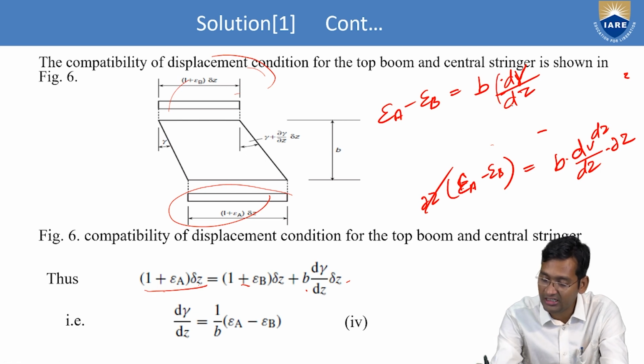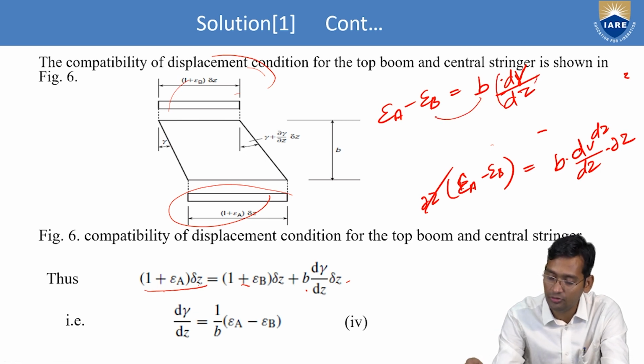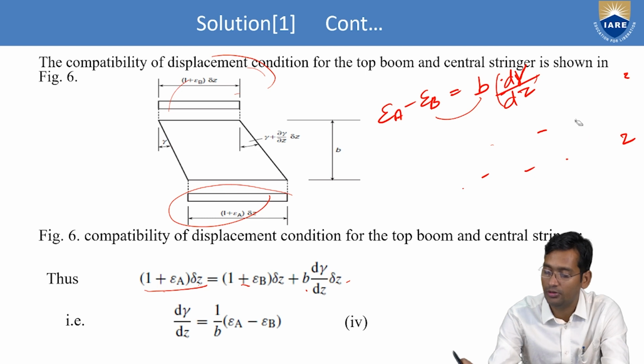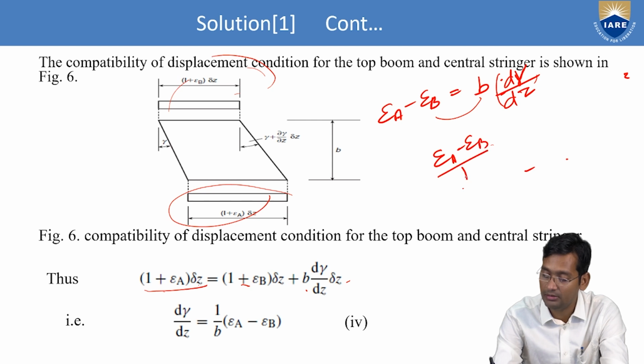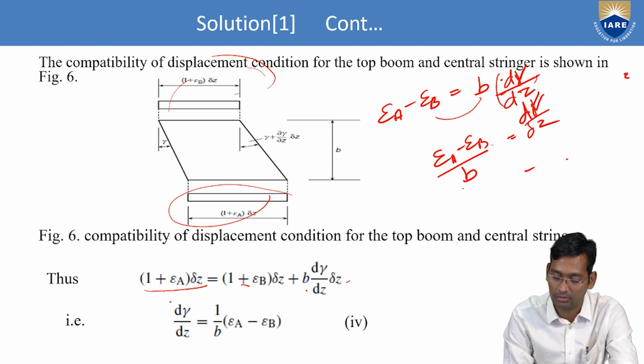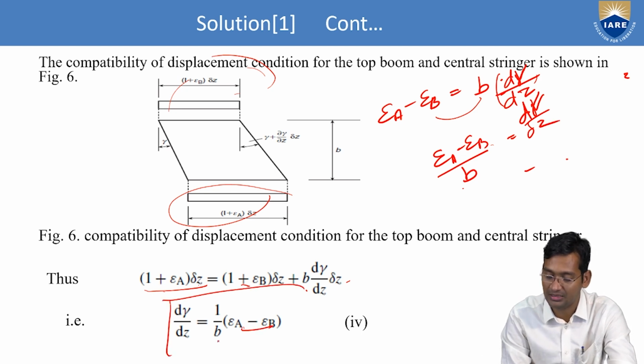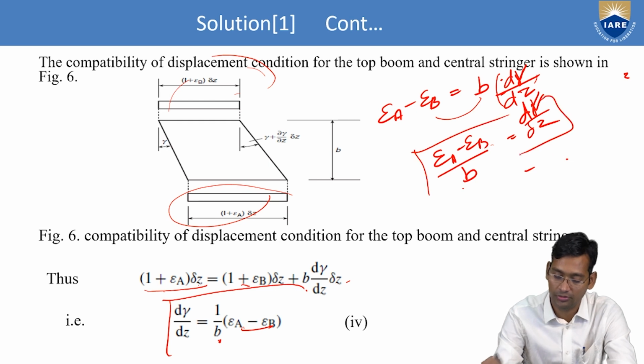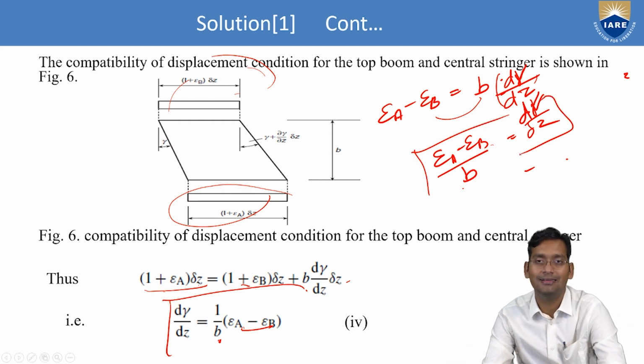So now we have to find d gamma by dz. Just take B to this side. Now this will be epsilon A minus epsilon B by B equals d gamma by dz. So just see here, d gamma by dz is epsilon A minus epsilon B by B. This we got as d gamma by dz.